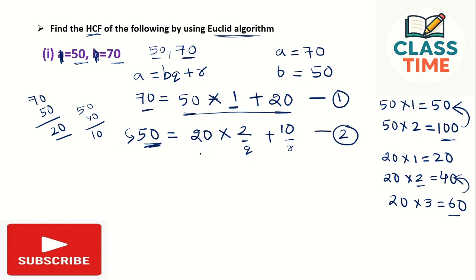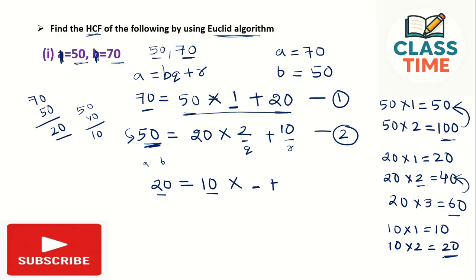Now, in the next step, what will be A and B? So, the greater value. So, what is greater here? 20. Now, take B as the remainder in the previous step, that is 10. So, these are the new A and B values. Now, with what number do we multiply to get 20? So, take the 10 table. 10 ones are 10. 10 twos are 20. The expected number that we want, we are getting if we multiply with 2. We are getting the expected number, right?